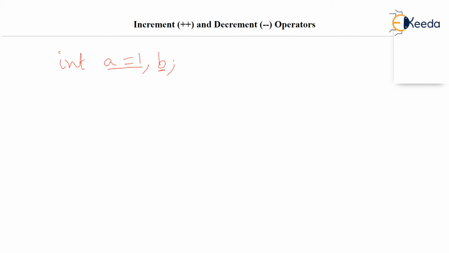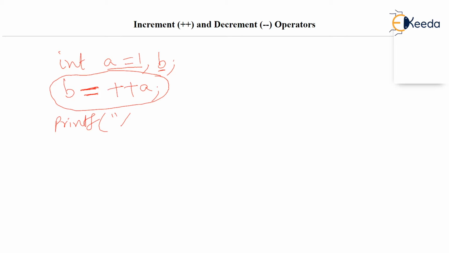And now let's see this expression, b is equal to plus plus a. Now we have a bigger expression, in which there are two variables involved. There is an assignment operator involved over here, and plus plus is involved. And finally, let's try to print after this expression. Let's try to print the value of both variables. We will first print a and then print b.